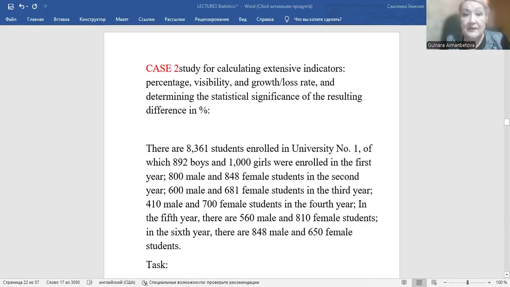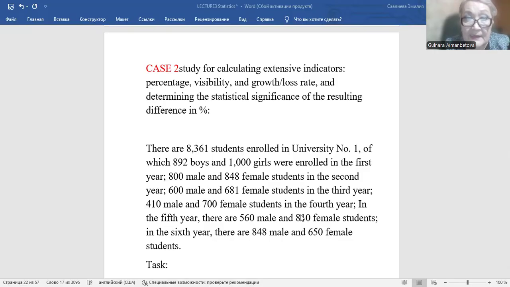Case number 2. Study for calculated extensive indicators, percentage, visibility, growth rate, and determine the statistical significance of the resulting difference in percentage. There are 8,361 students enrolled in university number 1, of which 892 boys and 1,000 girls were enrolled in the first year.